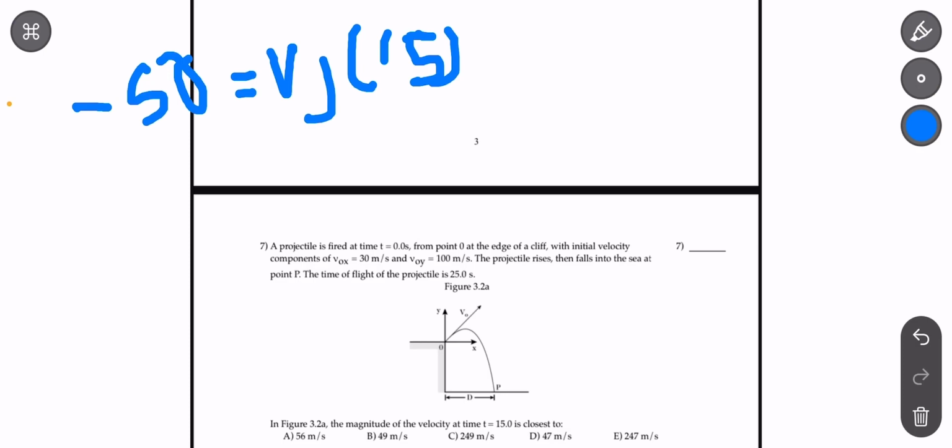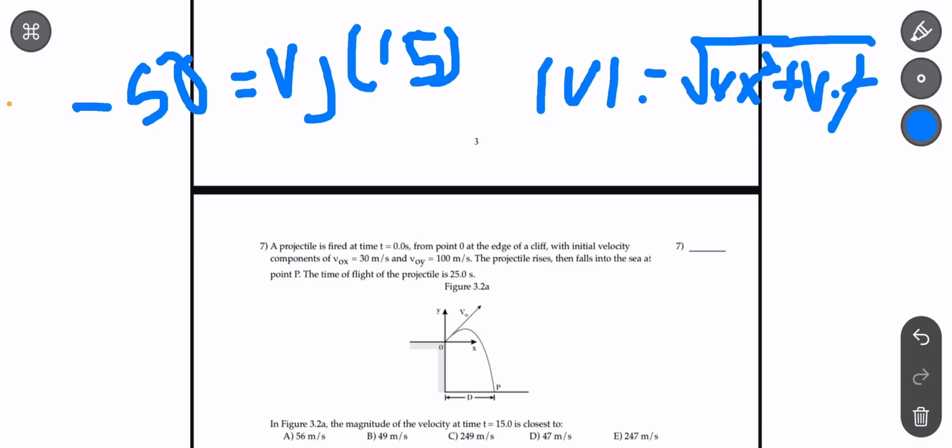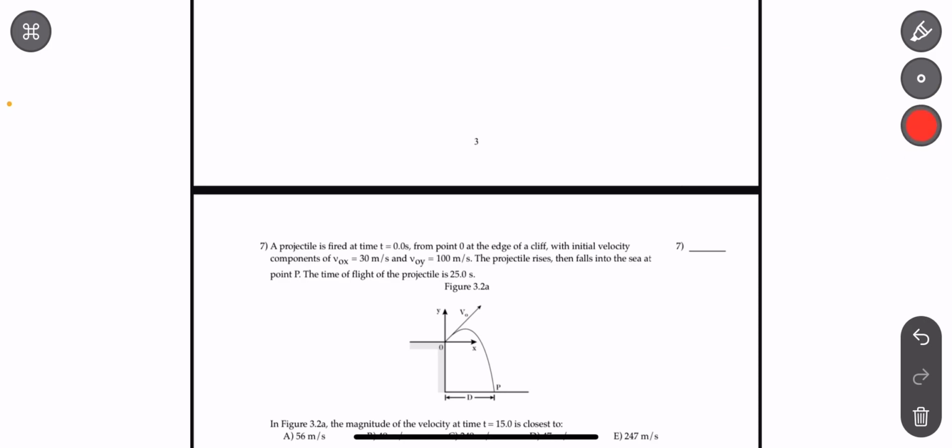because we're trying to find the magnitude of velocity at that time. So to find the magnitude, we plug it into this equation, which is the square root of Vx squared plus Vy squared. The numbers we would plug in for them: we said that Vx was 30, and Vy, since we just found it, is negative 50. After we plug it in, we're going to be left with this right here.